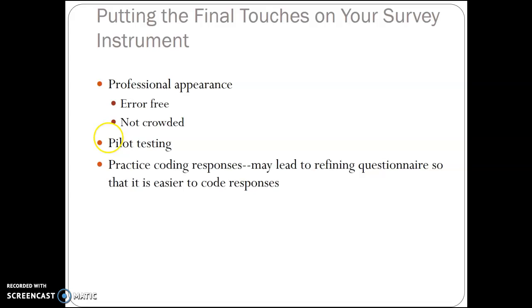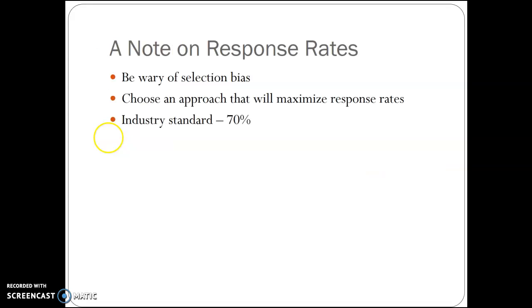Final touches, pilot testing, and such. Let me get to the final point here before my time runs out. Response rates. The typical industry standard is 70%. So when I asked you to come up with 30 surveys, it's not okay to hand out 100 hoping you get 30, because that's a 30% response rate. You want to be very careful in the way that you select your participants.